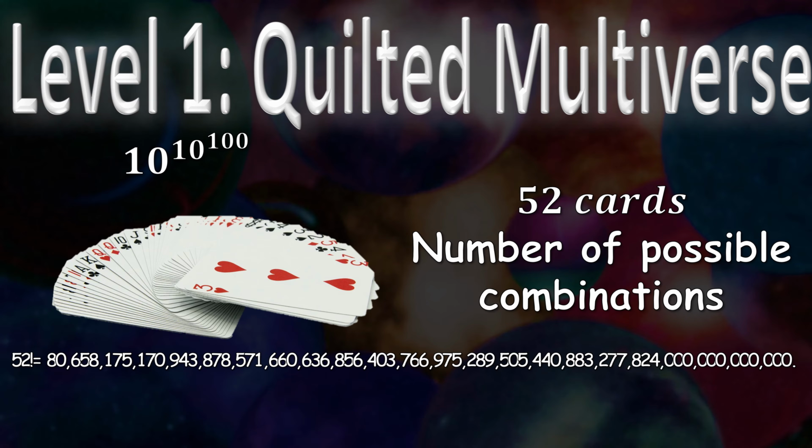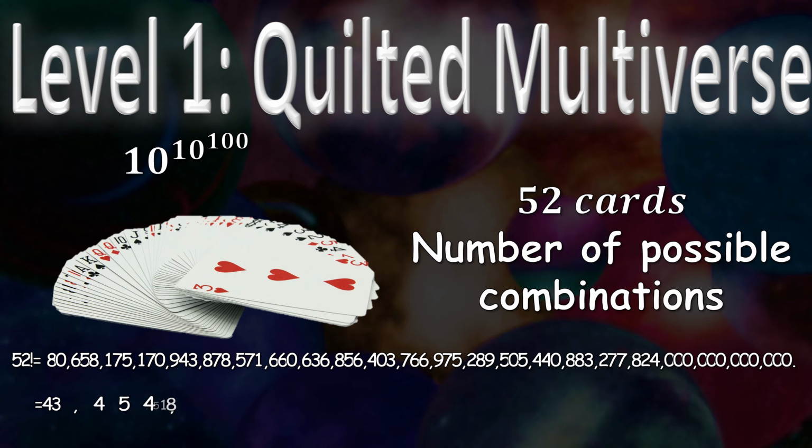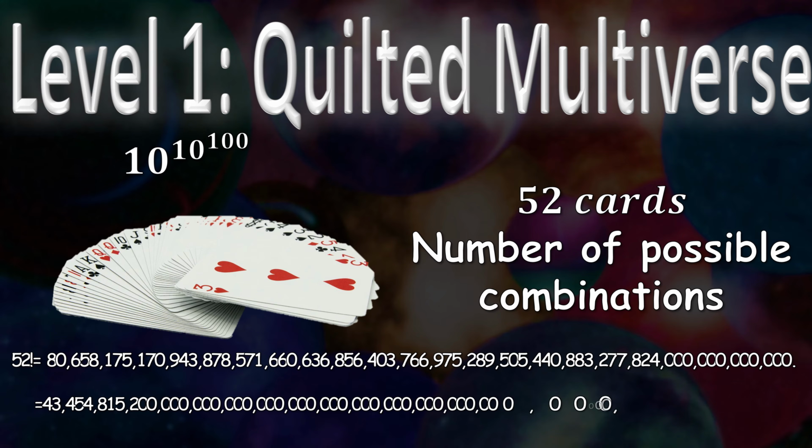As an analogy for how big 52 factorial is, this number is so large that if we had a trillion galaxies, where in each galaxy was a trillion worlds, where each world had 100 billion people, and then since the dawn of time, all they were doing was shuffling a deck of cards and trying to get every combination, and they did this for 13 billion years, they wouldn't even come close to doing 1% of the combinations. In fact, when you compare the numbers right here, you can actually see they are barely doing half a quadrillionth of the number of combinations. And that is with a deck of 52 cards.